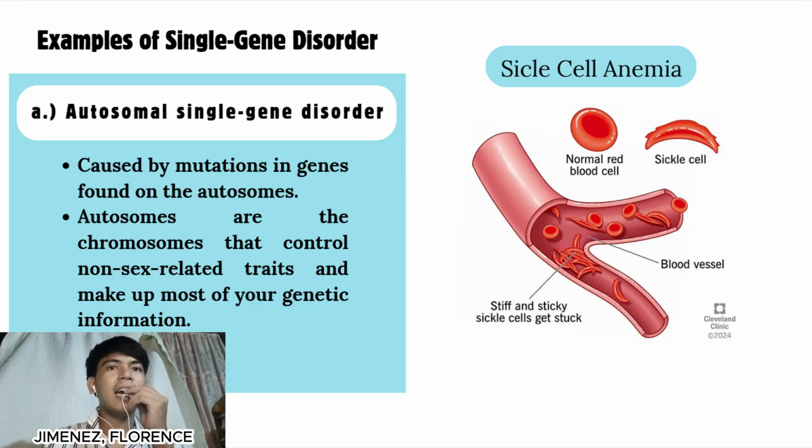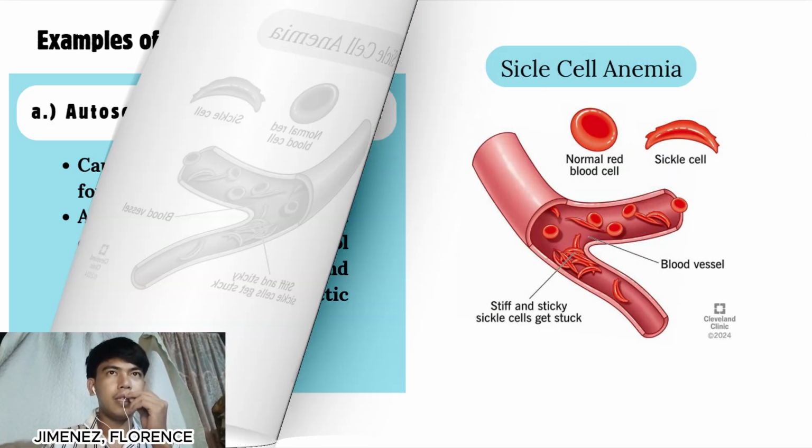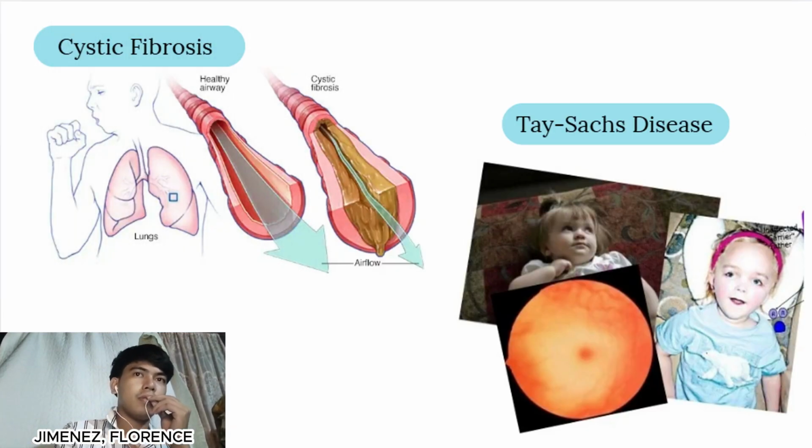Sickle cell anemia is a genetic disorder where some red blood cells are shaped like sickles or crescent moons, which can slow your blood flow and cause pain crises, organ damage, and infections. The other example is cystic fibrosis.